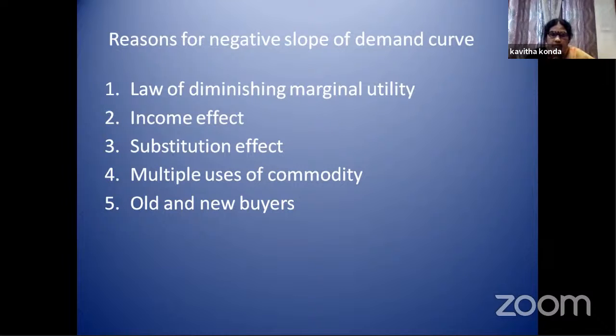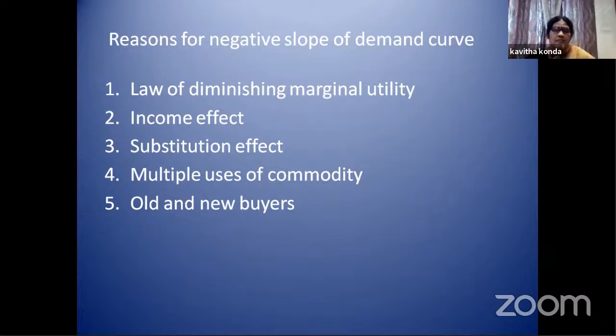Whenever the price changes, either increases or decreases, the demand also increases or decreases. But for a fall in the price, demand increases. For a rise in the price, demand will decrease. So that's why the negative slope is shown. According to the law of demand, the demand curve slopes from left to right.